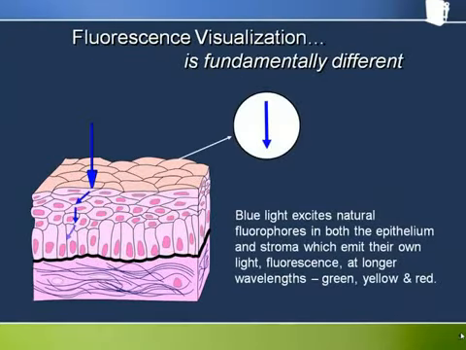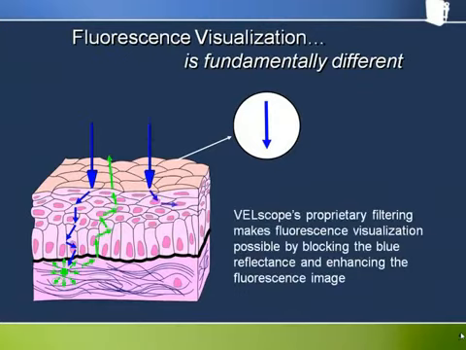Fluorescence visualization really is fundamentally different. When we illuminate the tissue with light of an appropriate wavelength, such as blue light, it enters the tissue just as it does for reflectance, but now it can get absorbed by special, naturally occurring molecules in the tissue called fluorophores. These fluorophores absorb the blue excitation light and then re-emit light at a longer wavelength, that is, green, yellow, or red, a fraction of a second later. Blue light excites fluorophores in both the epithelium and the stroma. The natural fluorescence from the tissue is relatively weak, much less bright than the blue reflected light.